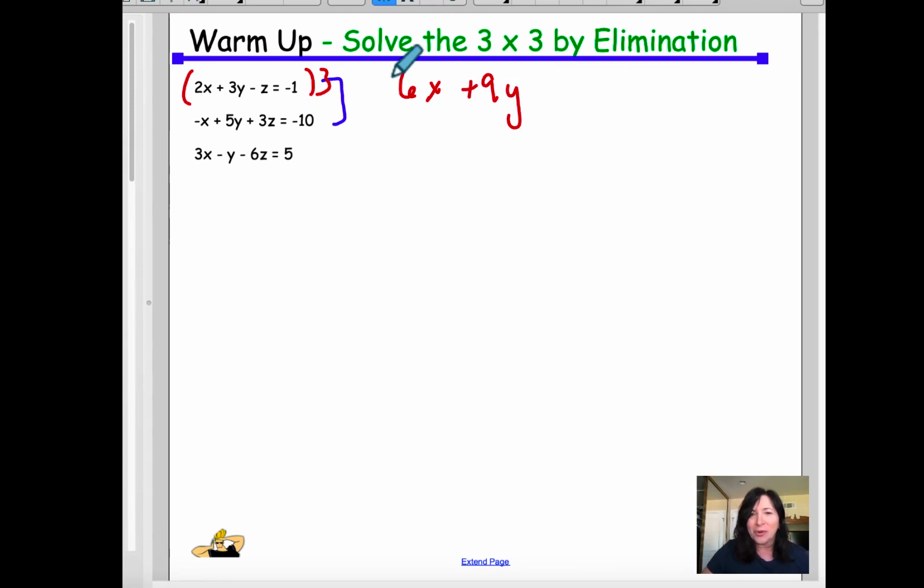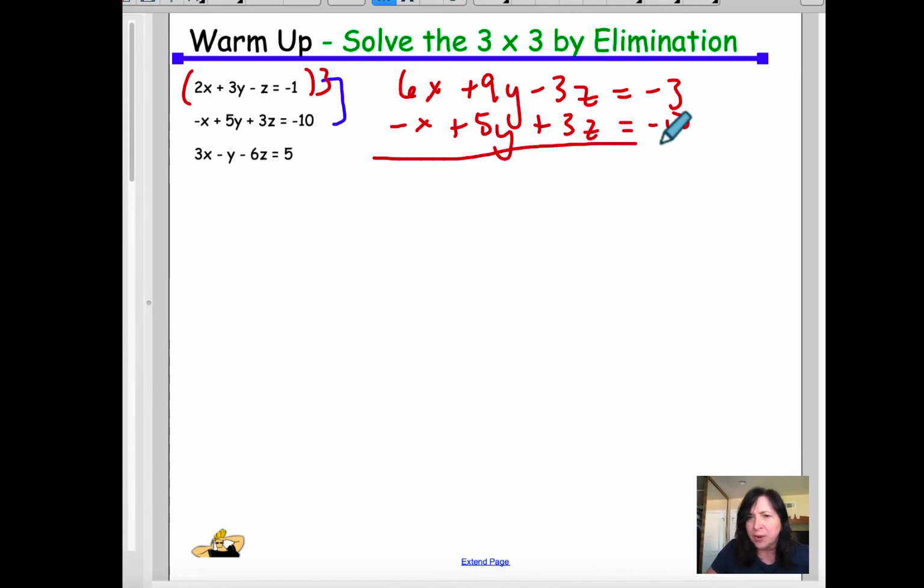9y. And then 3 times negative z is negative 3z, and then equals negative 3. So we have 6, we have 9, and we have negative 3. Okay. And then for the second equation, I actually don't have to do anything to that because it already has a 3z. So we have negative x plus 5y plus 3z is equal to negative 10.